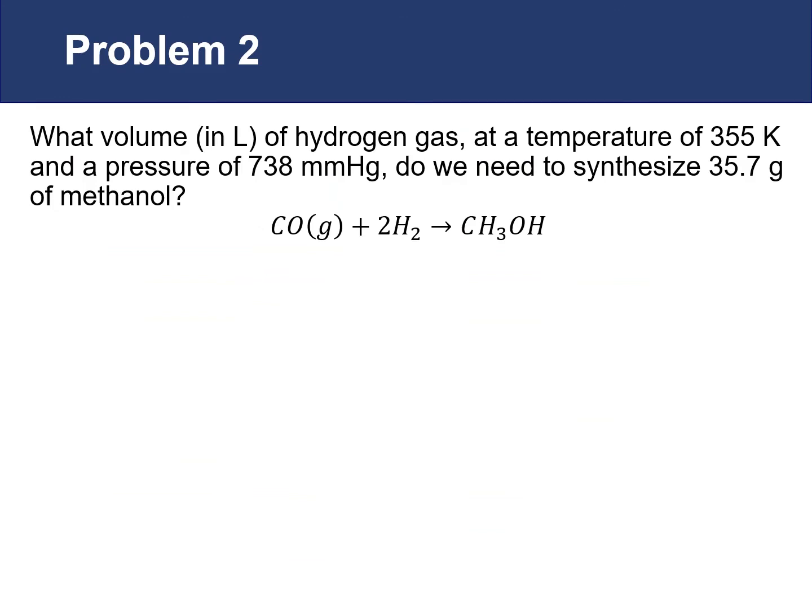So let's now finish looking at another example of how we can use our ideal gas equation to solve problems. So let's say we're trying to determine the volume of hydrogen gas. What volume in liters of hydrogen gas at a particular temperature, 355 Kelvin, and a pressure of 738 millimeters of mercury, do we need to synthesize 35.7 grams of methanol? So this could be an example of where you're mixing some gases together and you're trying to produce a gas that you're interested in, right? So gas reactions.